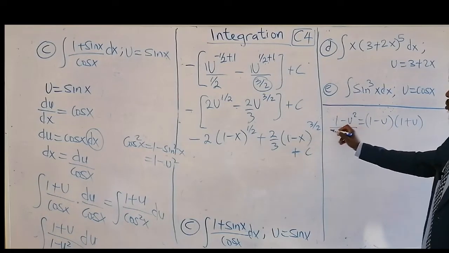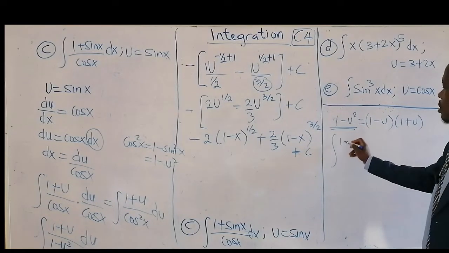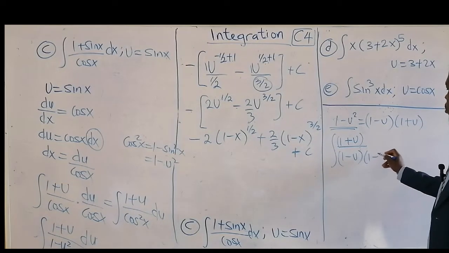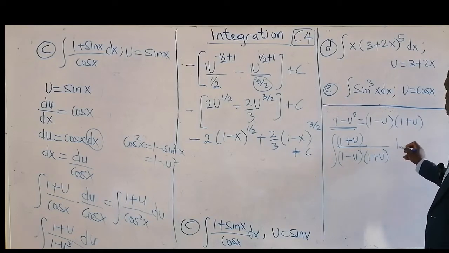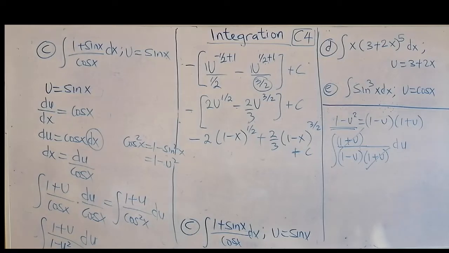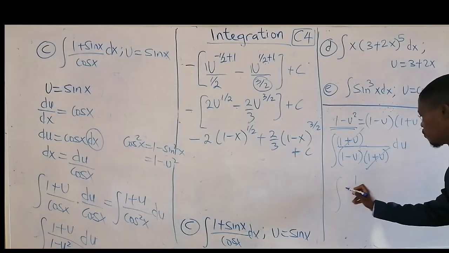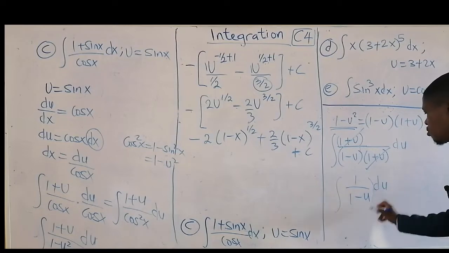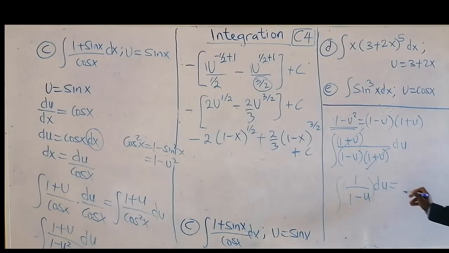It's a difference of two squares. So I will now have integral of 1 plus u all over (1 minus u) times (1 plus u) du. So 1 plus u we cancel. So I have integral of 1 over 1 minus u du. And this will give us what? This will give us ln|1 minus u| plus c.